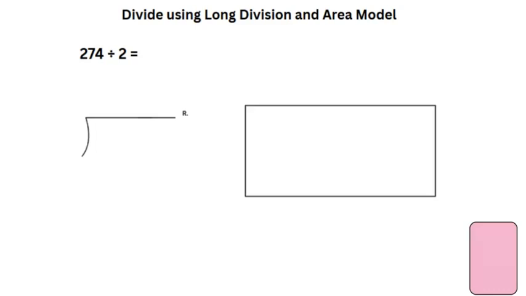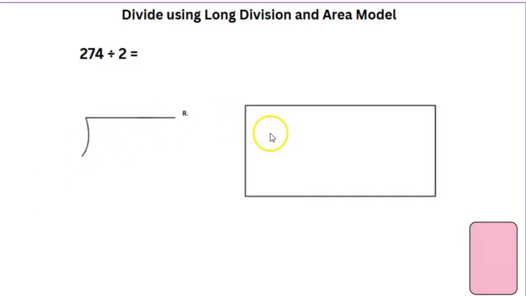This lesson is going to go over how to divide larger numbers, 1-digit by 3-digit and 1-digit by 4-digit numbers using two different strategies, long division and area model. So we're going to first use the long division strategy and then the area model strategy, then take a look at how those two strategies are related to each other.